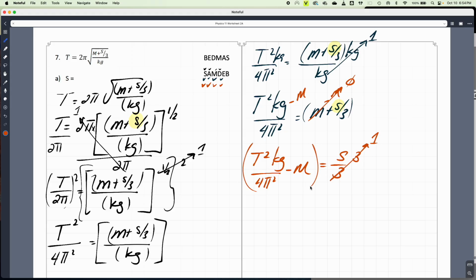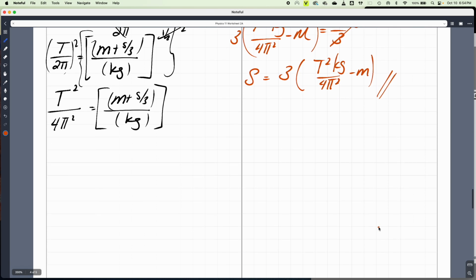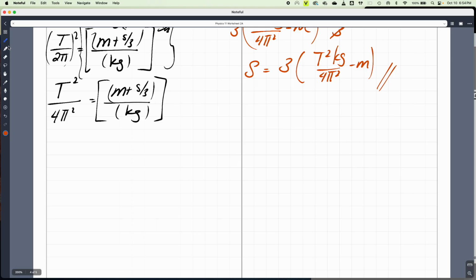I have to multiply this whole left-hand side by 3. So our final answer is s equals 3 times (t squared kg over 4 pi squared minus m). And that's our final answer. Now some of you may want to continue on and tidy this up. You may if you like.